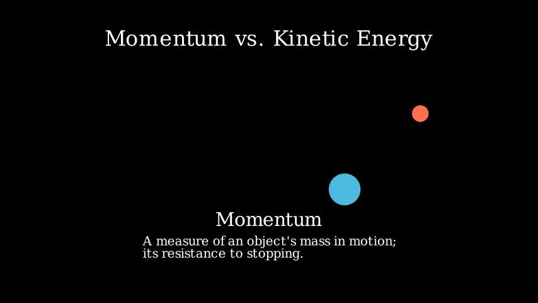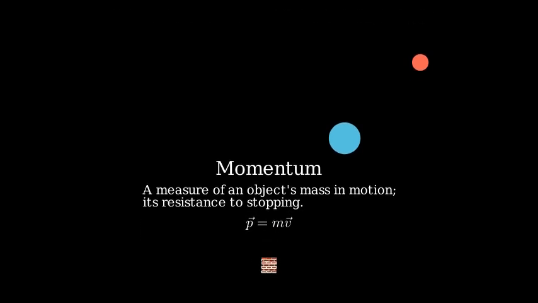Momentum is essentially a measure of an object's mass in motion, or how much oomph it has due to its movement. Think of it as the object's resistance to stopping. The formula for momentum, represented by P, is mass m times velocity v. So, it depends on how heavy the object is and how fast it's moving.